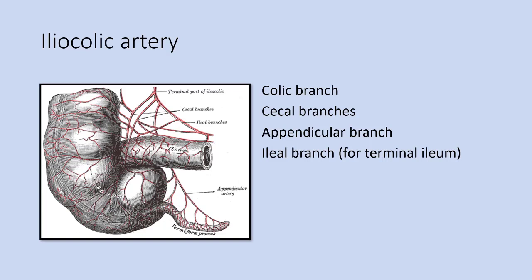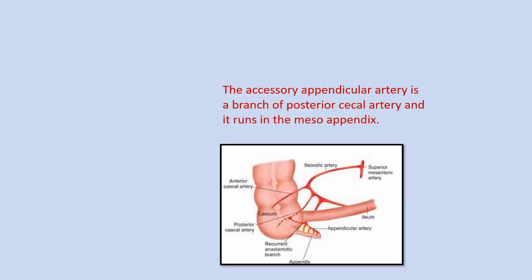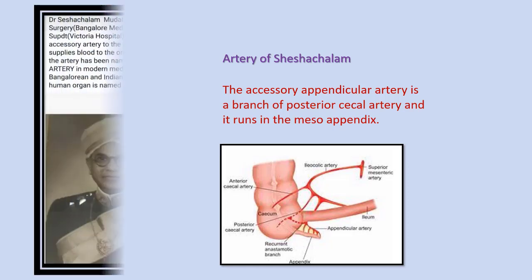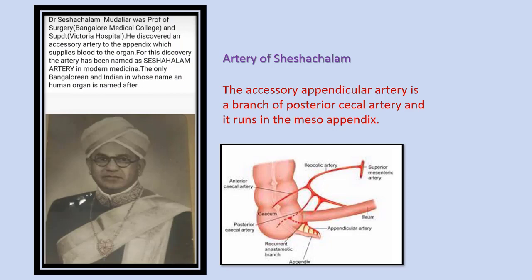These are the same which are shown again. Colic branch is here. So these are anterior and posterior cecal branches, appendicular branch and terminal ileal branch. Here you can see the accessory appendicular artery. This is branch from the posterior cecal artery, which is also running in the mesoappendix. Interestingly, this is known as artery of Sheshachalam. So here is the detail about that great personality from Bengaluru.